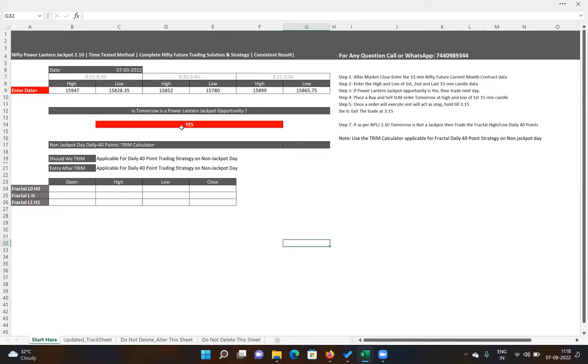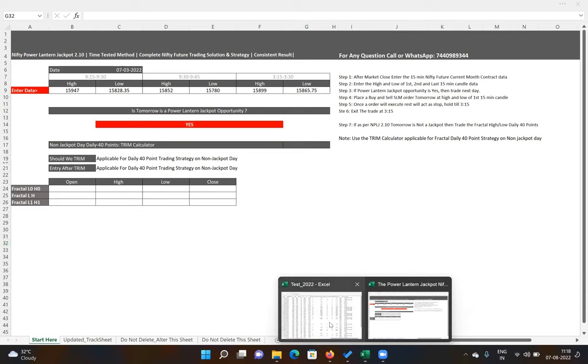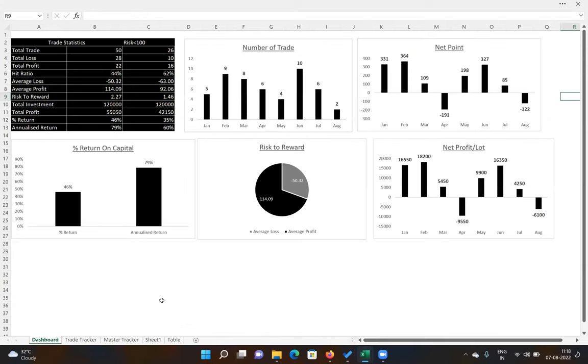Earlier, we didn't have any specific target, but this time we have a specific target. I will show you exactly what target you should place and what the result is. We will also use a filter, and we will also add a trailing stop loss. Earlier we had to hold till 3:15 without any target, but now we have a target. I will explain exactly what the target should be. But before that, I will explain all the rules.